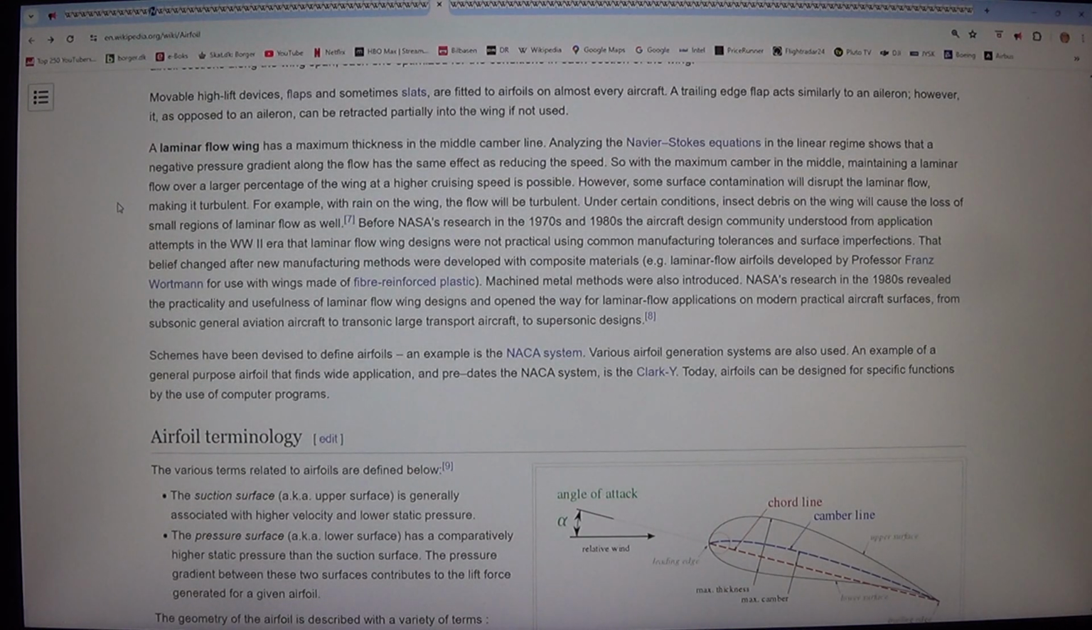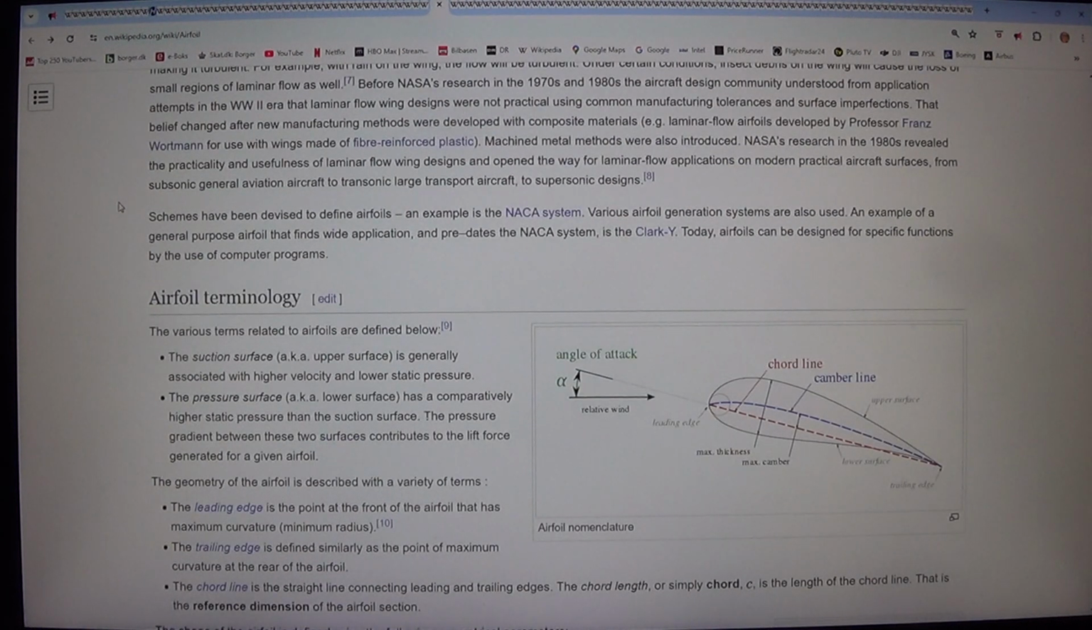However, some surface contamination will disrupt the laminar flow, making it turbulent. For example, with rain on the wing, the flow will be turbulent. Under certain conditions, insect debris on the wing will cause the loss of small regions of laminar flow as well.